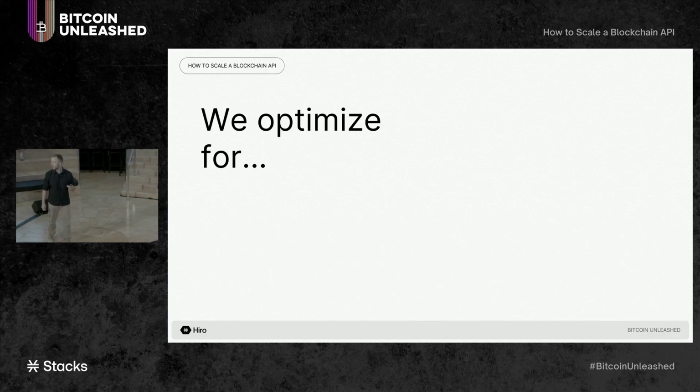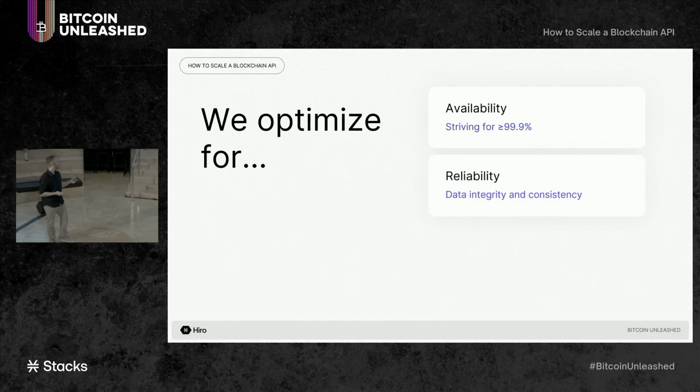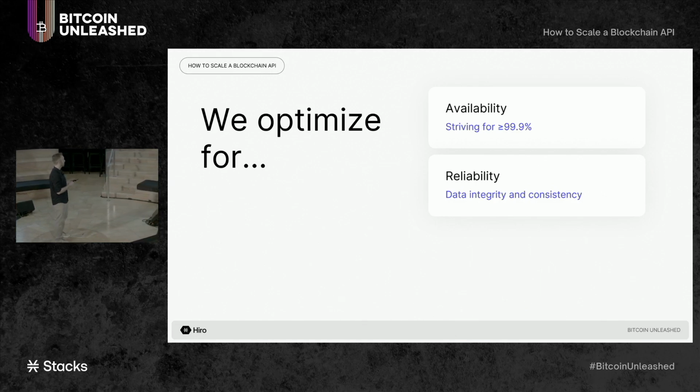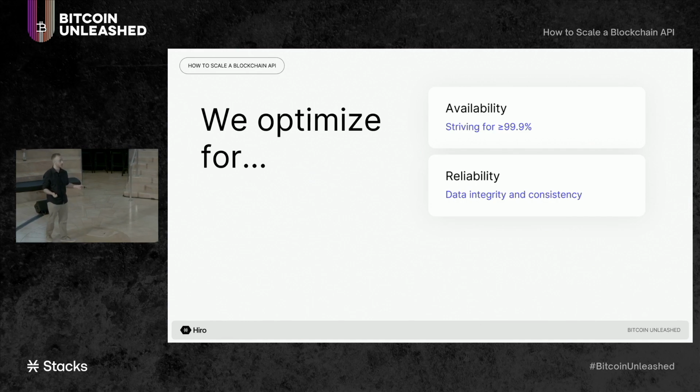So what we try to optimize for at Hiro is a high amount of availability. That means that whenever you try to access the API, you can be pretty confident that it will respond at all. So we strive for 99.9% availability. We strive for reliability. That means that the data being fetched from the API will be the same on every refresh in your browser or every time you open up your wallet.